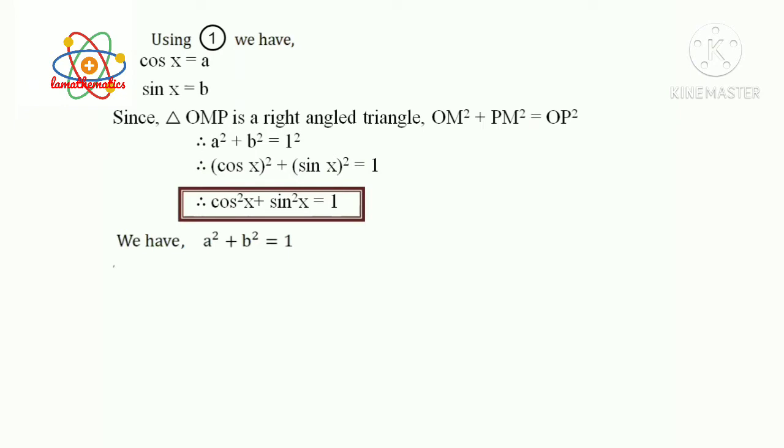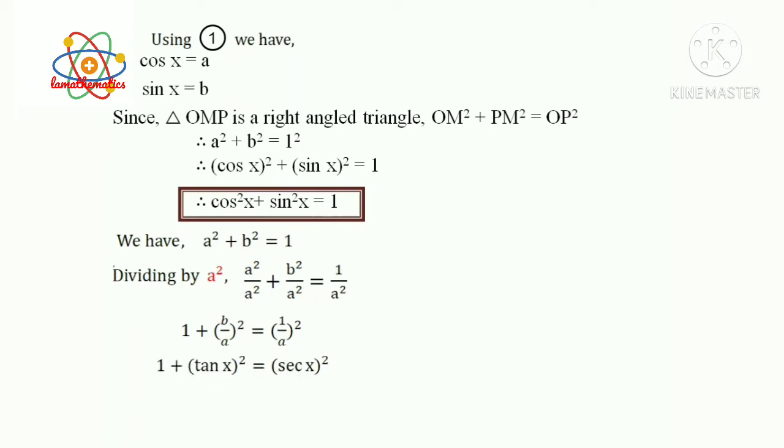We have a square plus b square equal to 1. Dividing by a square, a square by a square plus b square by a square equal to 1 by a square. 1 plus (b by a) all square equal to (1 by a) all square. We have b by a equal to tan x and 1 by a equal to sec x. Therefore, (1 plus tan x) all square... that is, 1 plus (tan x) all square equal to (sec x) all square. By notation, (tan x) all square equal to tan square x and (sec x) all square equal to sec square x. Therefore, 1 plus tan square x equal to sec square x.